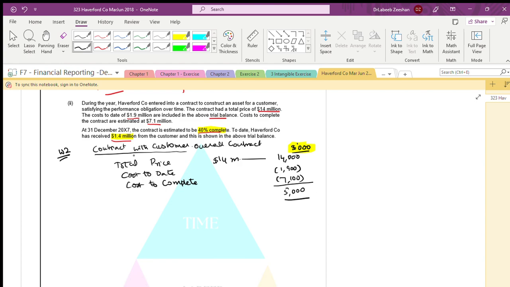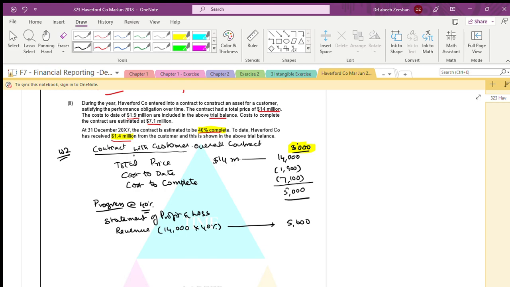Next, how much progress have they made? Their progress is at the rate of 40%. Now, how much do we have to show in the statement of profit and loss? We have to take 40% only. Revenue is how much? Revenue is 14 million into 40%. How much? 5,600. Next, cost of sales.